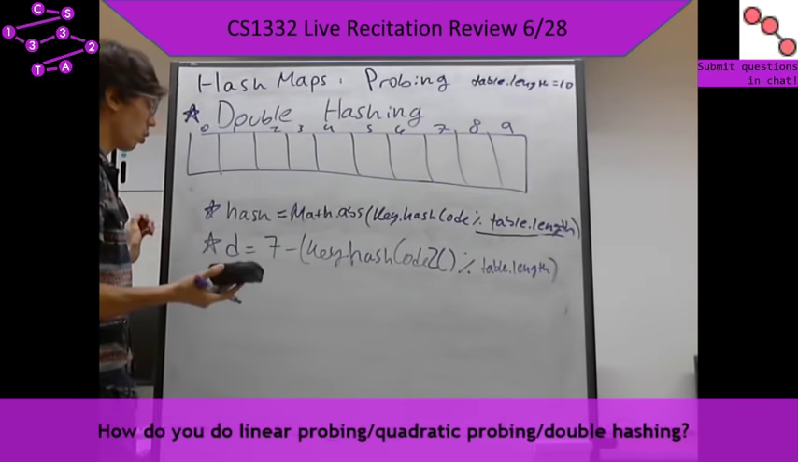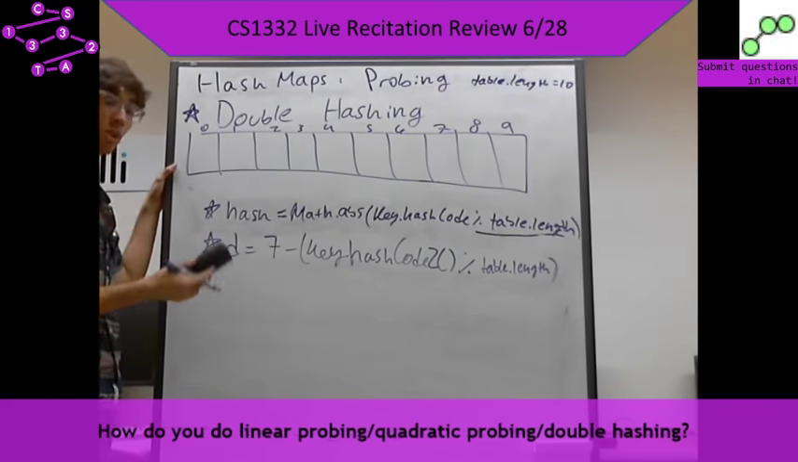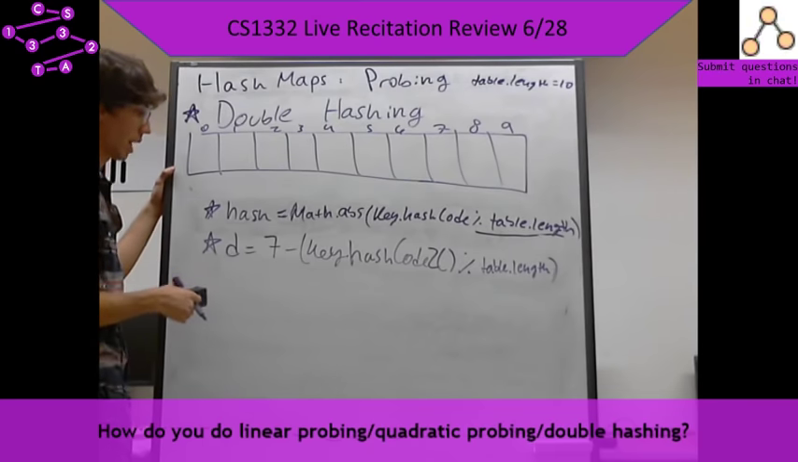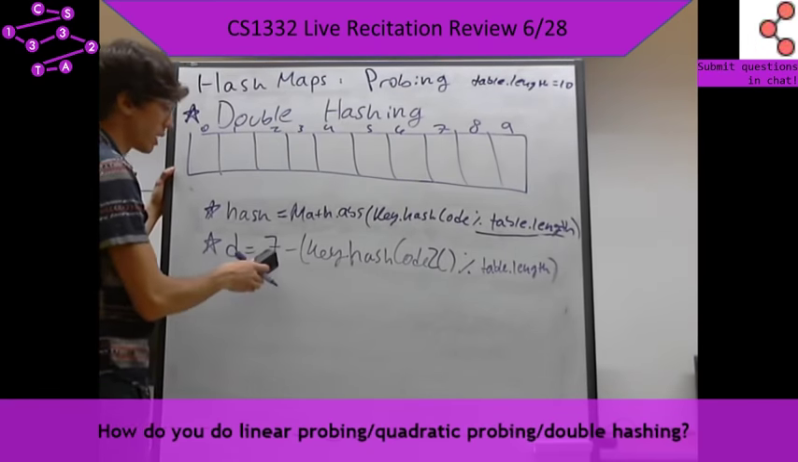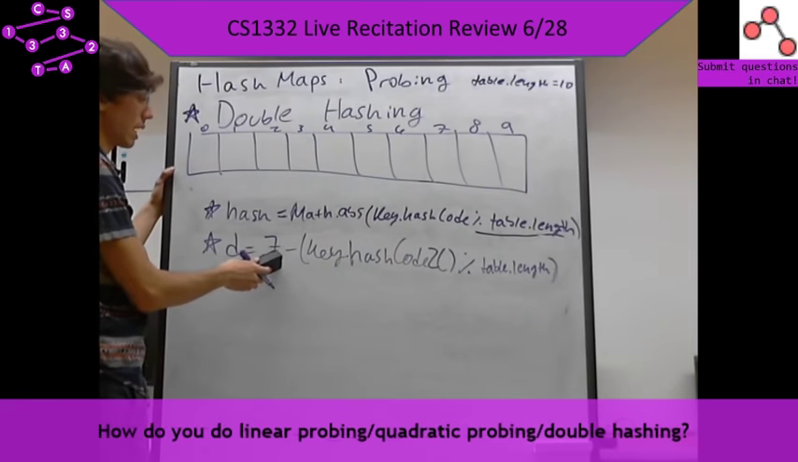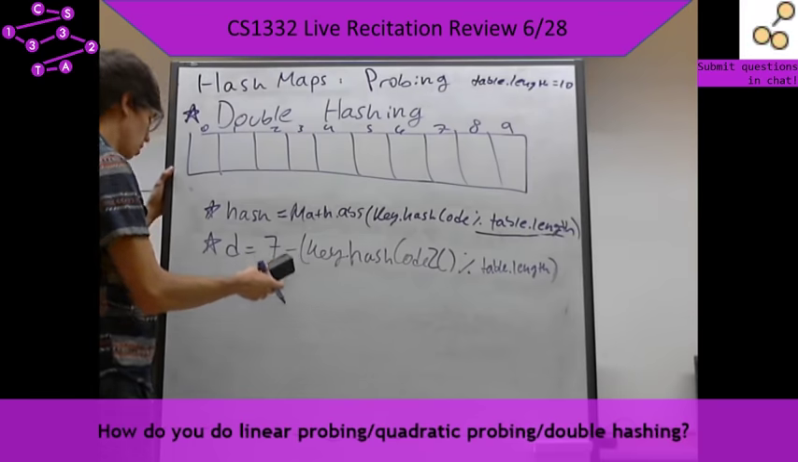Right? And now we're also going to have another integer. We'll just call it d in this case for our double hash. And it's going to be defined, and this formula would be given to you. Right? We're taking some prime number that is less than the length of the array, and we are subtracting from it.